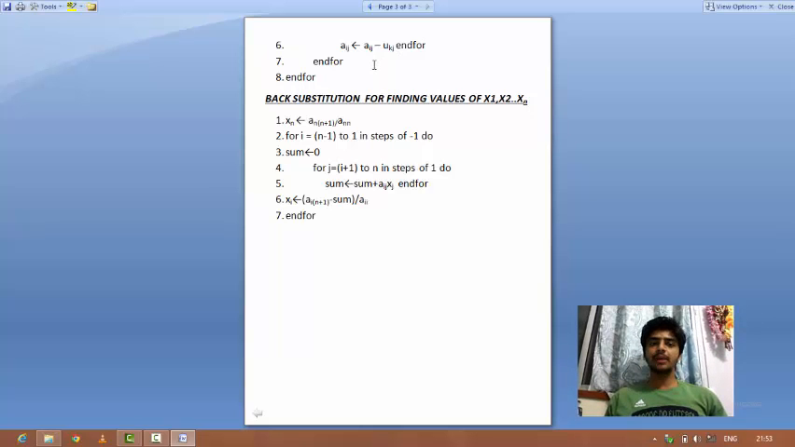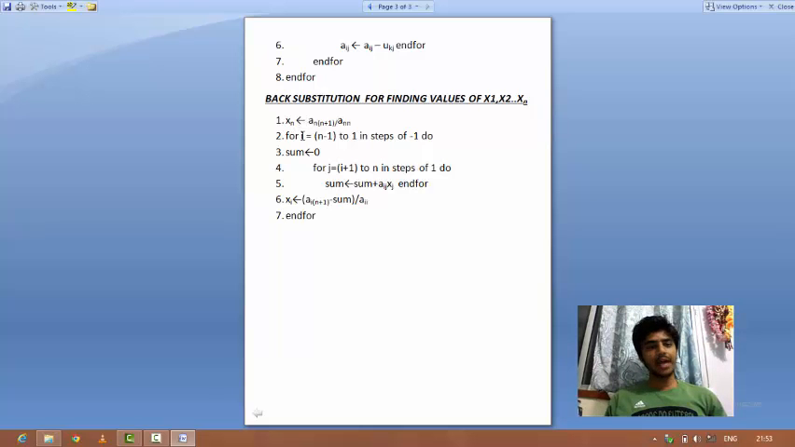Here in this example we have taken three simultaneous equations. Backward substitution means that by doing the above algorithm we will get the value of x3. By putting the value of x3 in the second equation we get the value of x2, and then by putting the value of x2 in the first equation we get x1. So this is basically backward substitution. By putting the value of n equal to 3 in this method, we get the value of x3.